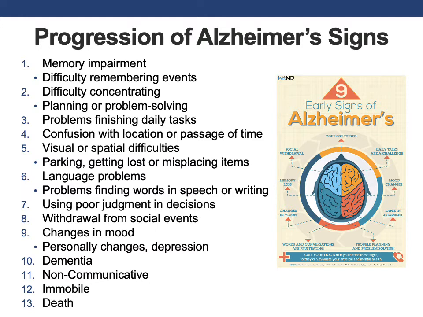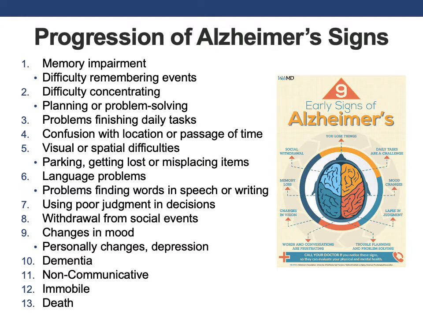Number 6, language problems. This is where the person is finding difficulty finding the right word to speak or in writing. This is where the symptoms or the signs, the disease starts to really progress, and they become almost withdrawn because they just can't say what's on their mind. They can't get the words out.